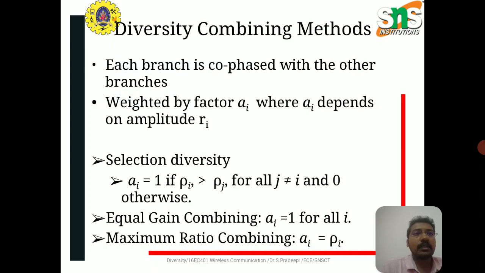Diversity combination methods. Each branch is co-phased with the other branches, weighted by a factor a, where a depends on the amplitude rho. Selection diversity: a_i equals 1 if rho_i is greater than rho_j for all j not equal to i, and 0 otherwise. Equal gain combining: a_i equals 1 for all i. Maximum ratio combining: a_i equals rho_i.